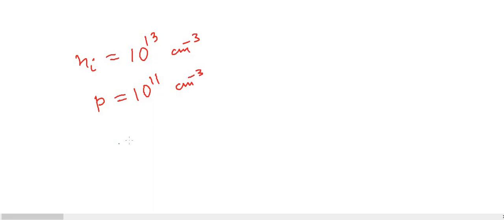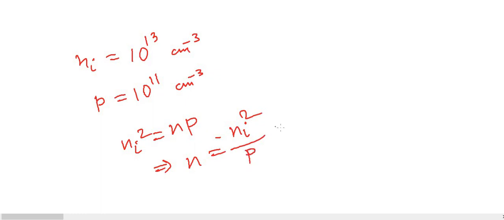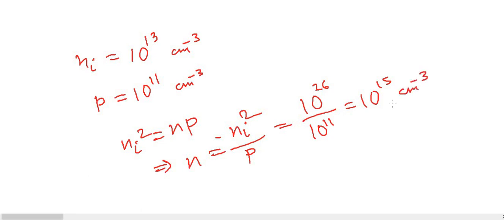We know that ni squared equal to n times p. So from this, n will be ni squared by p. Ni squared means 10 to the power 26, divided by 10 to the power 11, which will be 10 to the power 15 per cc. That will be the answer.